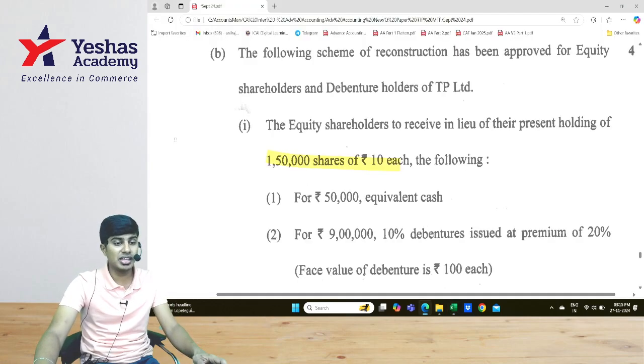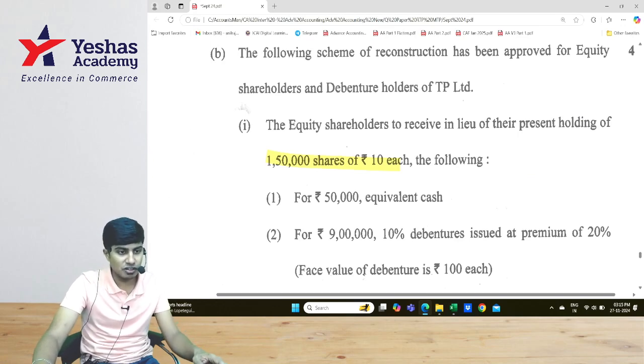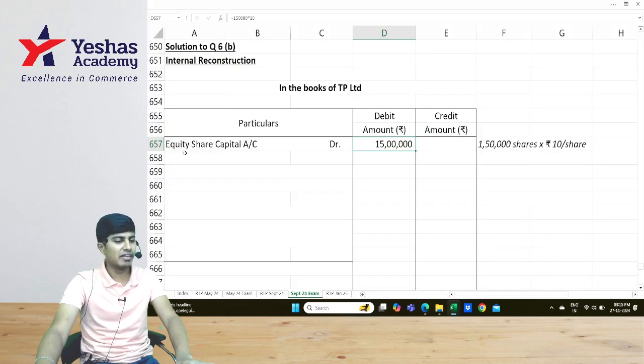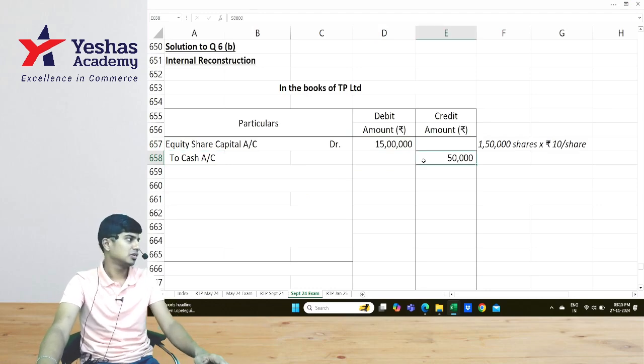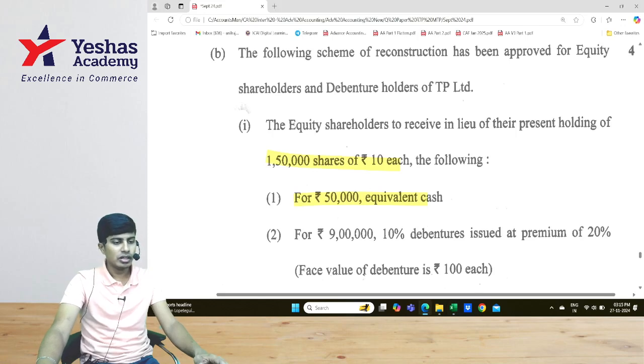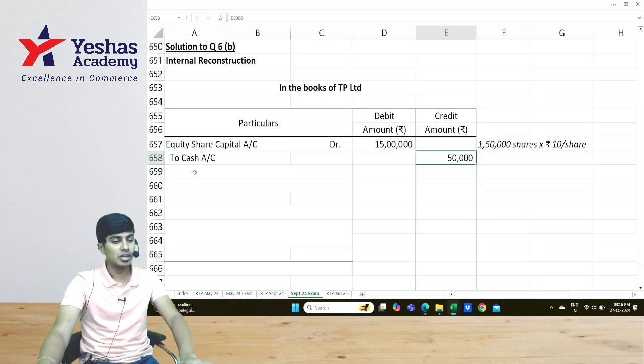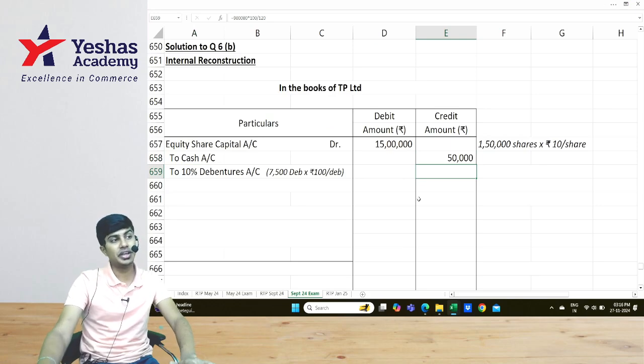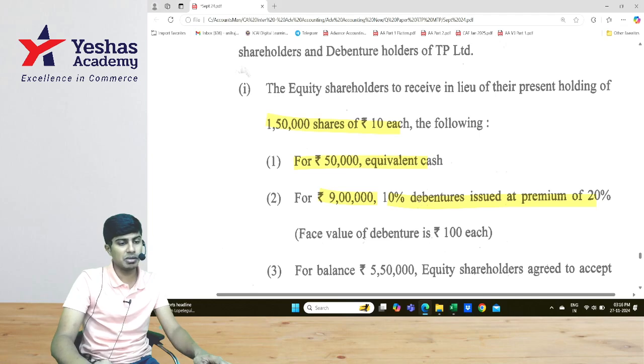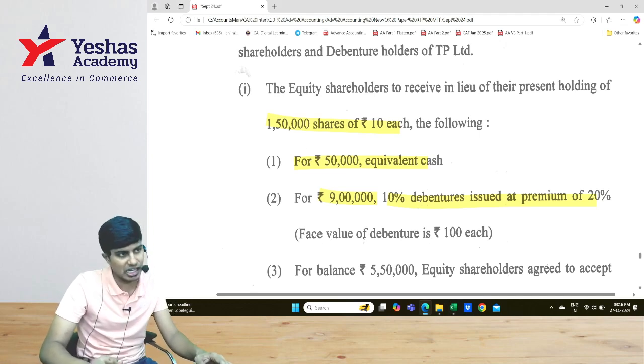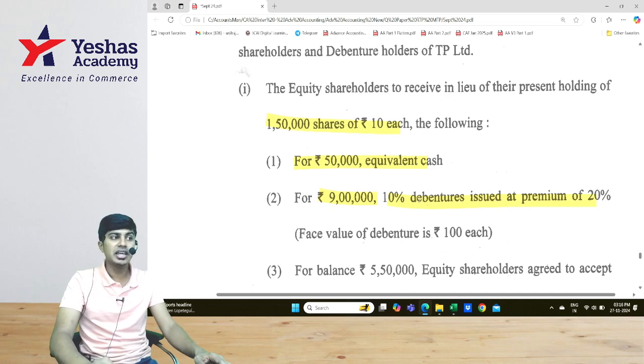What are we giving them against this? Cash of 50,000. When we give cash, our cash balance will decrease, so I will credit my cash account by 50,000. Then rupees 9 lakh, 10% debentures issued at a premium. I will credit 10% debentures, 9 lakh, being the value including the premium. 9 lakh is not the nominal value; it is the value at which we have given the debentures, including premium. How much is the premium? 20%.